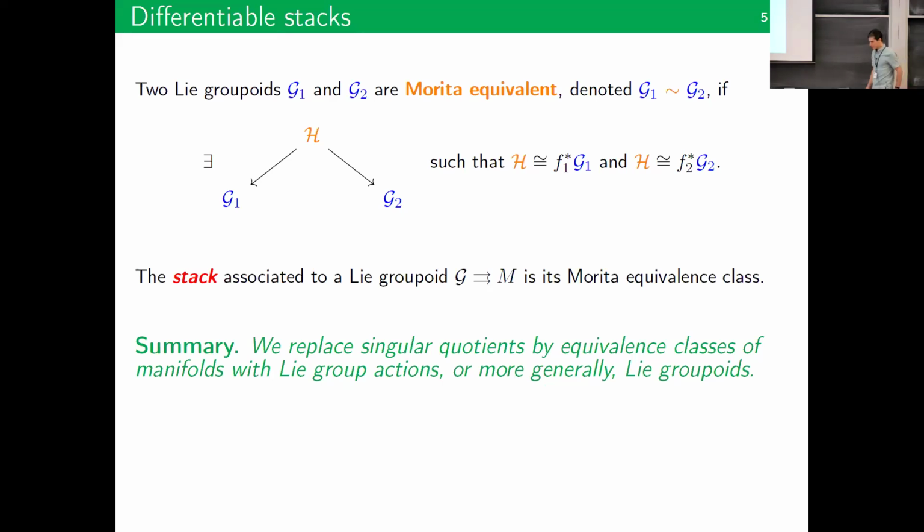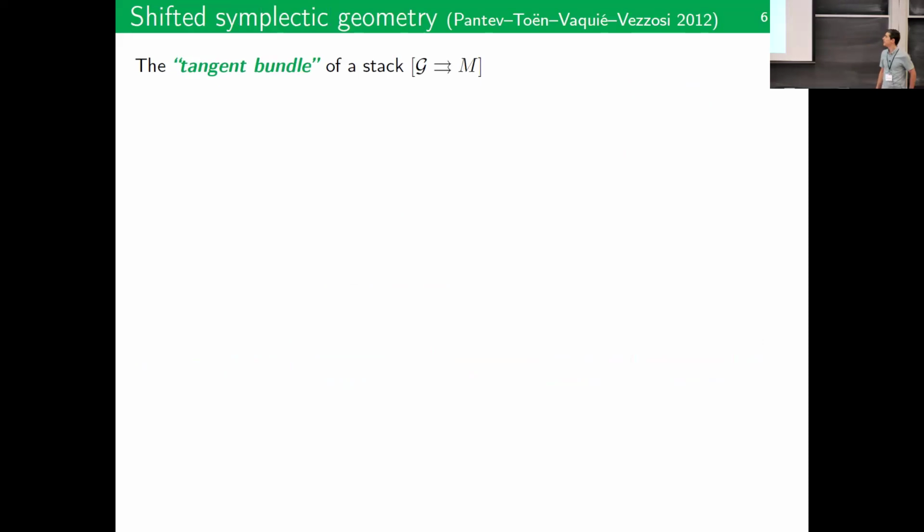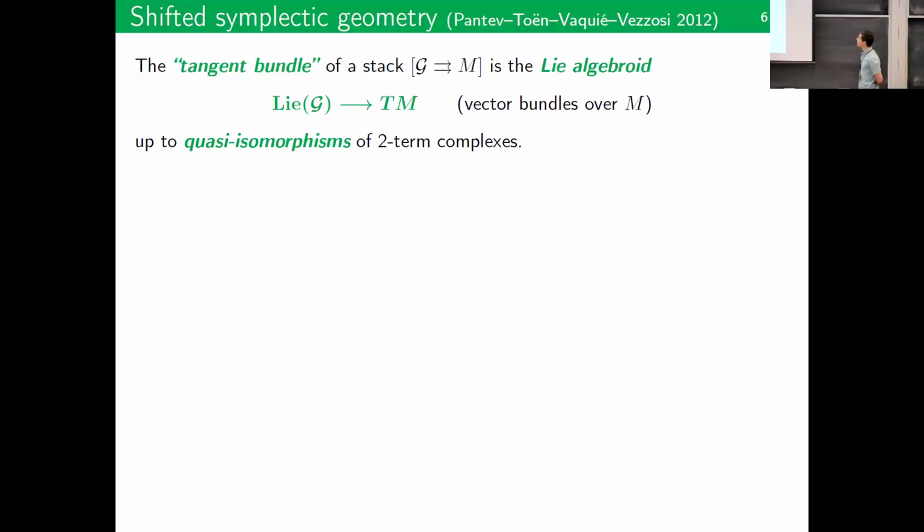So now we want not just to describe singular quotients, but to do geometry on them. So how can we do that? Well, first of all, we have to discuss the tangent bundle. Okay, so if stacks generalize manifolds, what is the tangent bundle of a stack? Well, the tangent bundle of a stack turns out to be the Lie algebroid of the groupoid. So just as Lie groups have Lie algebras, Lie groupoids have Lie algebroids, which are vector bundles over M, the base, together with a vector bundle homomorphism to TM.